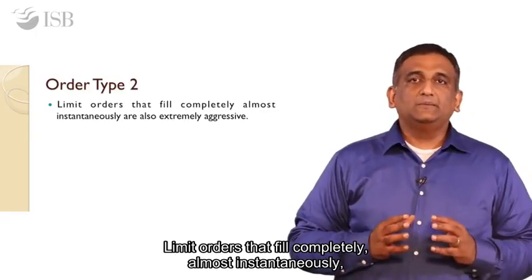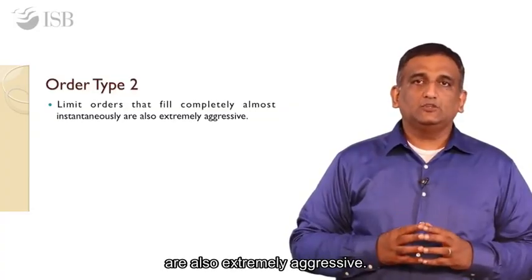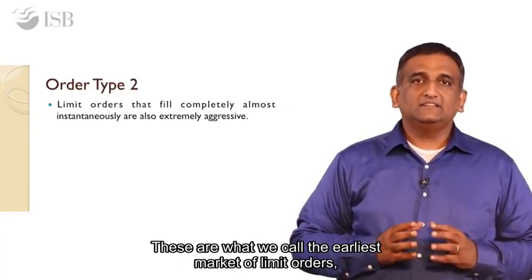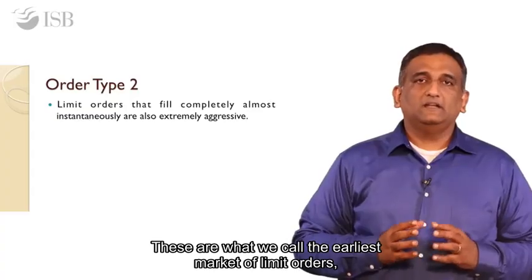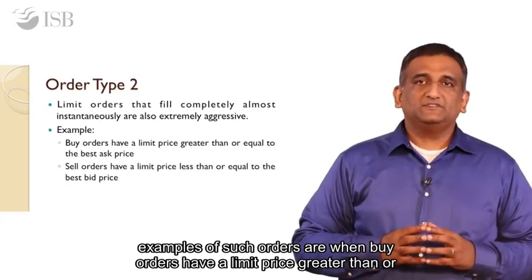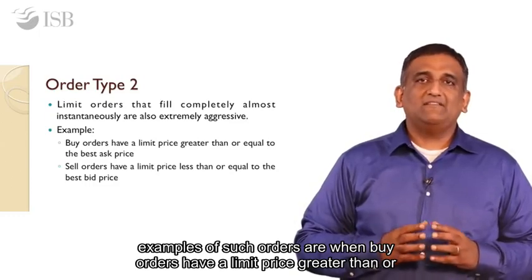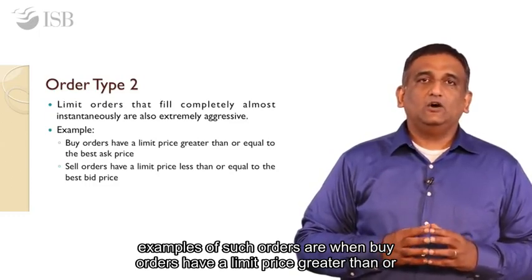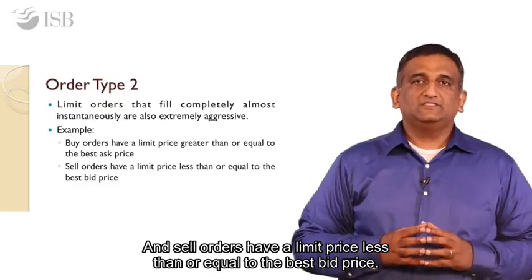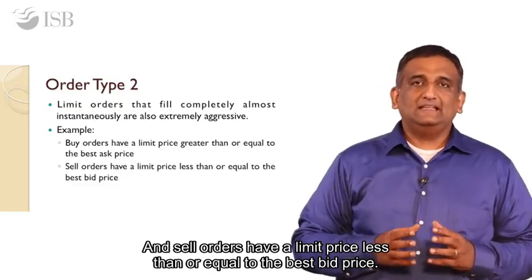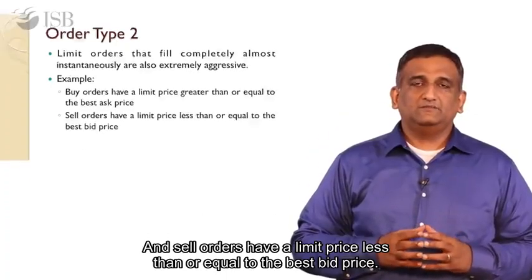Limit orders that fill completely almost instantaneously are also extremely aggressive. These are what we called earlier marketable limit orders. Examples of such orders are when buy orders have a limit price greater than or equal to the best ask price and sell orders have a limit price less than or equal to the best bid price.